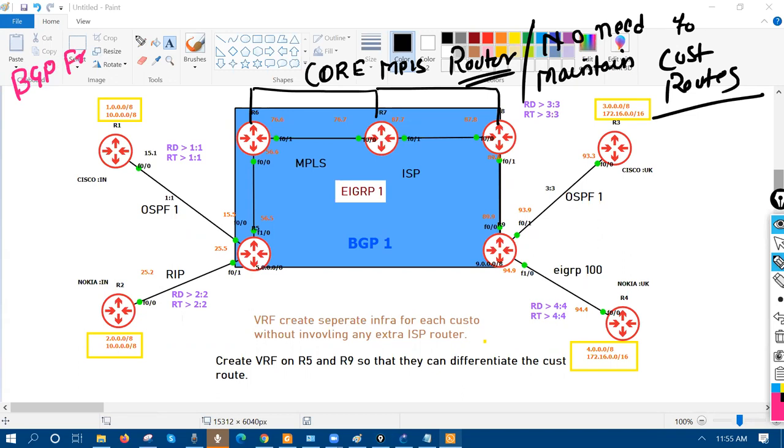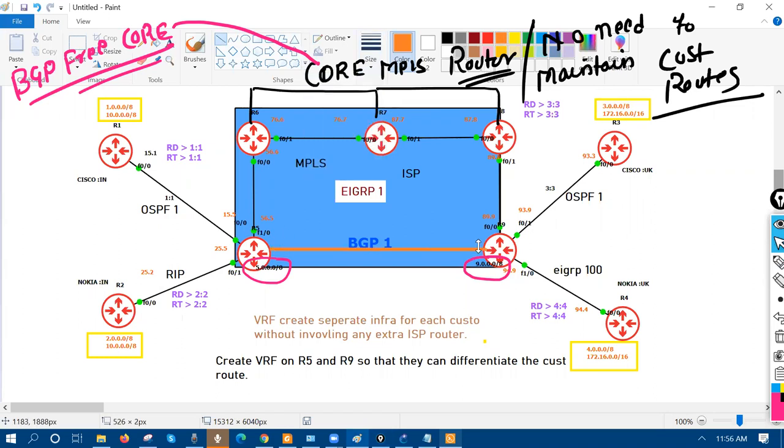BGP minimum. The core router is not going to run with any customer router. I'm going to configure the BGP over there. So how can we do that? If you remember, in BGP we have an ability, right? In BGP we have an ability to form an indirect neighborship. I can form the neighborship from here to here. So in that case, what happens if I have one neighborship between this guy and this guy, right?